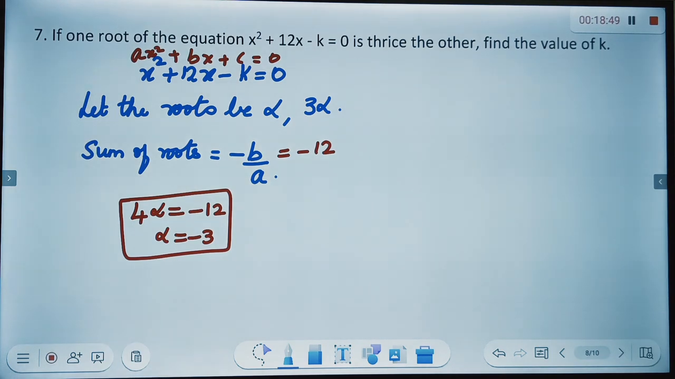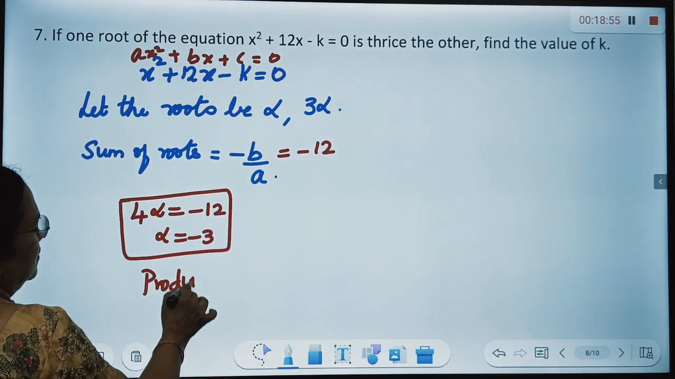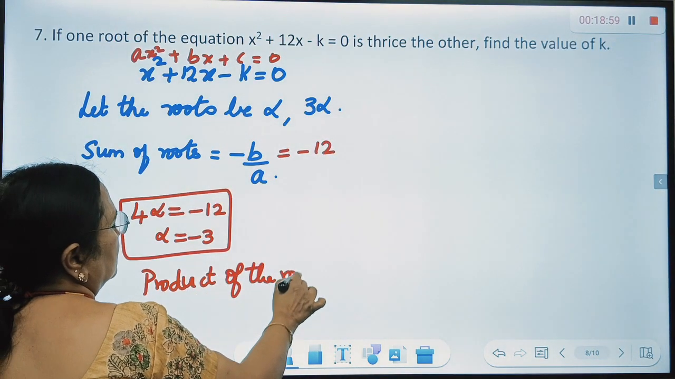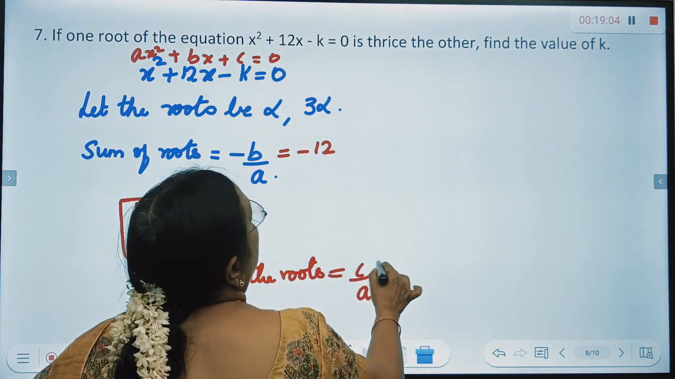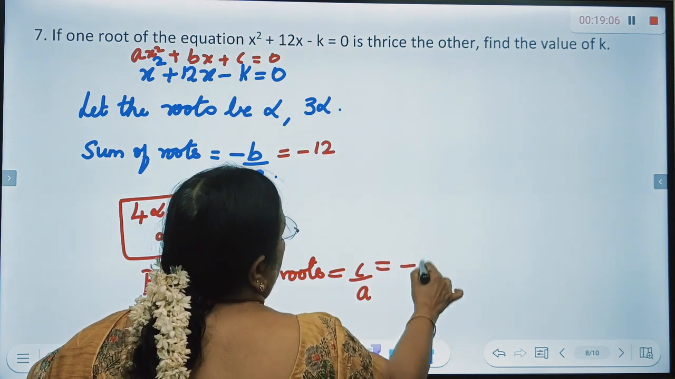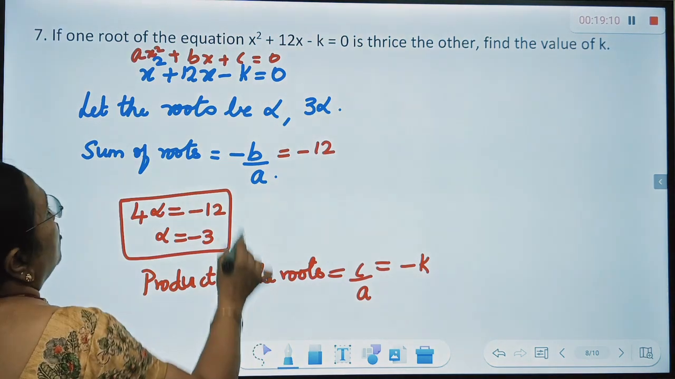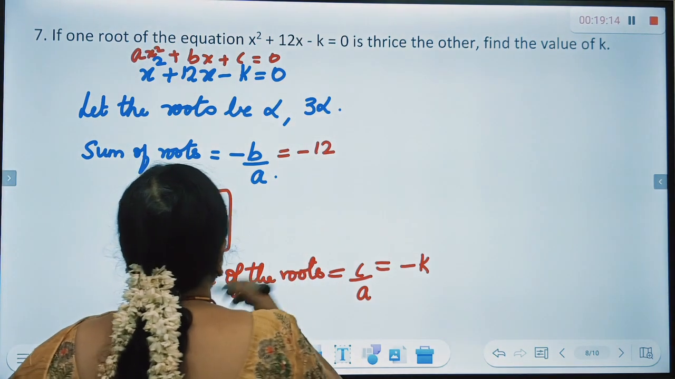Now what is the question asked? You have to find what is the value of k. So what is the product of the roots? Product of the roots equal to c by a, which is minus k by 1. Okay. Now what is c by a, minus k by 1? And what is the product of the roots?